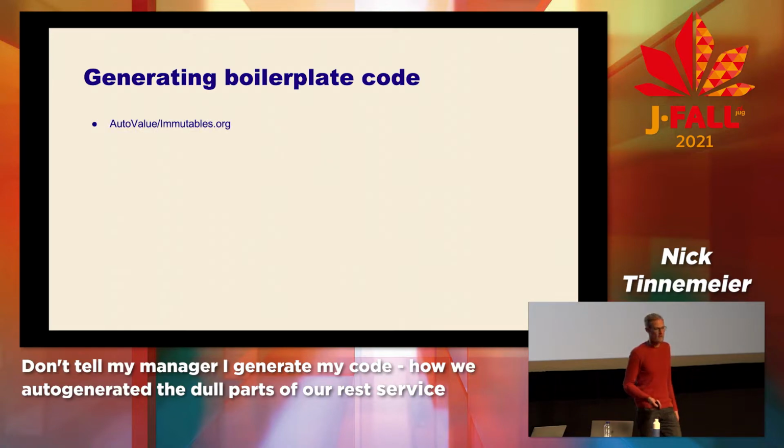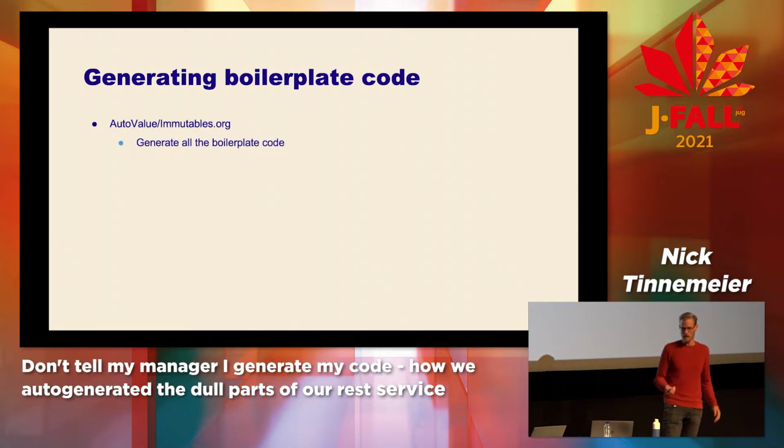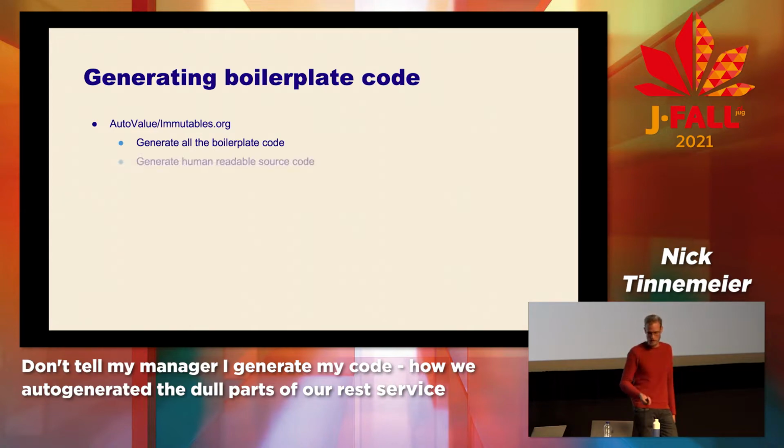So if you look at Auto Value and Immutables, then you'll see that it does generate all the boilerplate code for you. You just have to write a simple specification, some annotations, and you're done. And it does actually generate human readable code. So you can just read through the code. It's almost as if you've written the code yourself. Lombok also generates all the boilerplate code out of a simple specification.